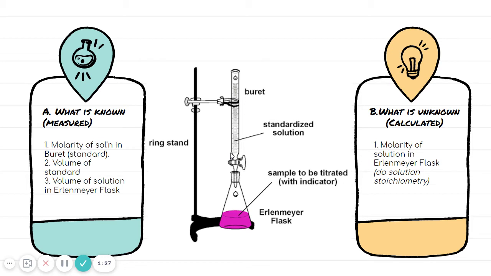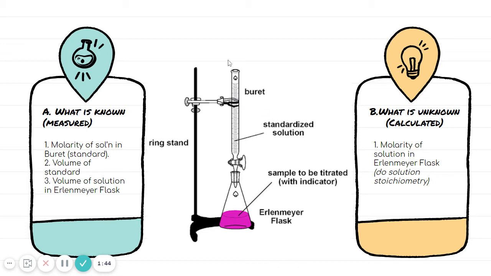You're going to record that initial volume, and then drop by drop. That's what this thing is here. It's a stopcock, and you can open it so that you only go drop by drop. You're going to put drop by drop into the solution, and then when it reaches its end point, you're going to see how much volume was used up.